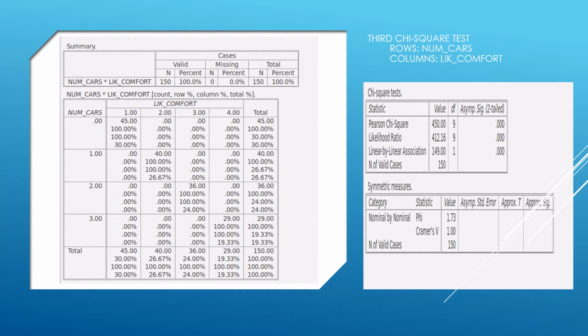And so in our third test here, we imported the data again in PSPP. The rows and columns was numbers cars and light comfort. And on the left-hand side, you can see our summary and what our imported data was. And on the right-hand side, you can see that our chi-square value was 450 with a degrees of freedom of 9 and our p-value of 0. And once we got that p-value of 0, you can see our Cramer's V value was a 1, which shows a very strong, significant value.